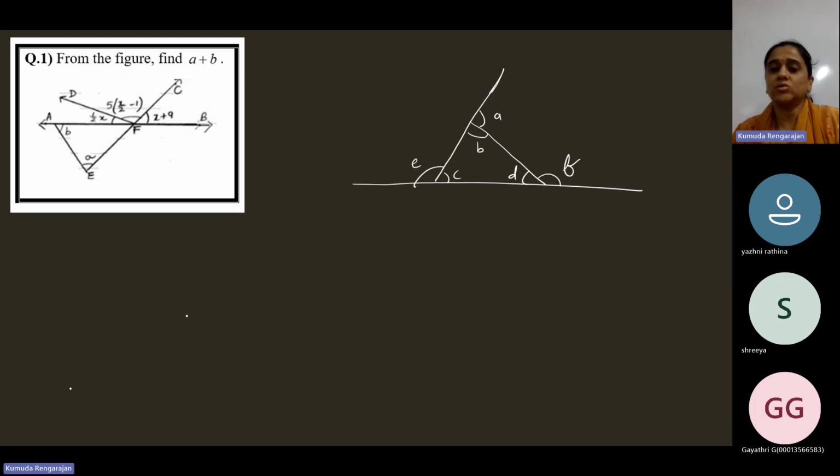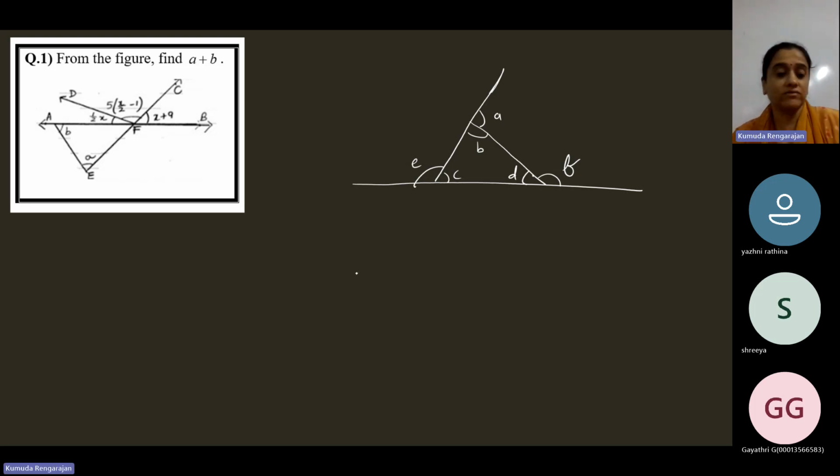Okay. So name the interior angles of the triangle. B, C, and D. Correct. B, C, and D are the interior angles of the triangle. Name the exterior angles of this triangle.